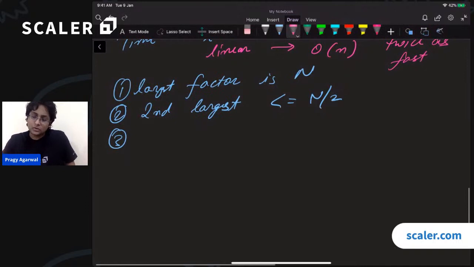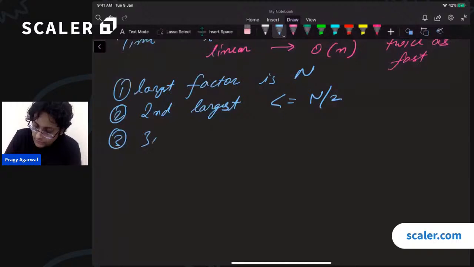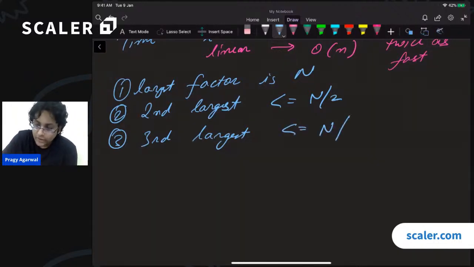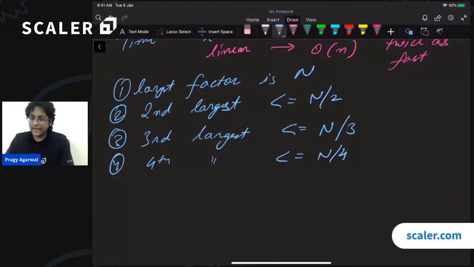All right. So can we extend this observation further? What about the third largest factor? How large can that be? Well, if the number is divisible by 3, then the third largest factor can be up to n by 3, right? Does that make sense? So the third largest factor has to be less than or equal to n by 3. Similarly, the fourth largest factor has to be less than or equal to n by 4, right? And so on. So we see this pattern over here.